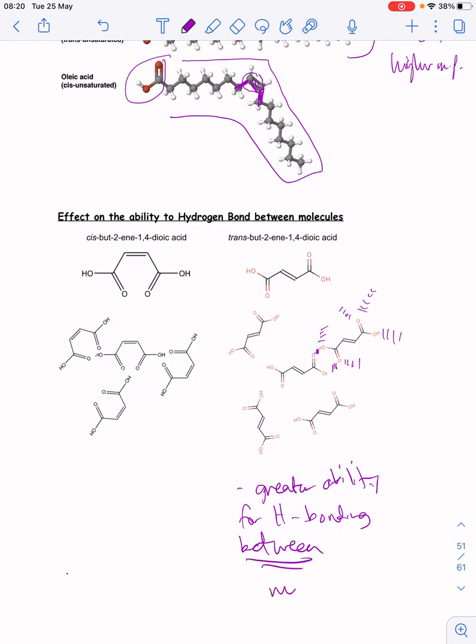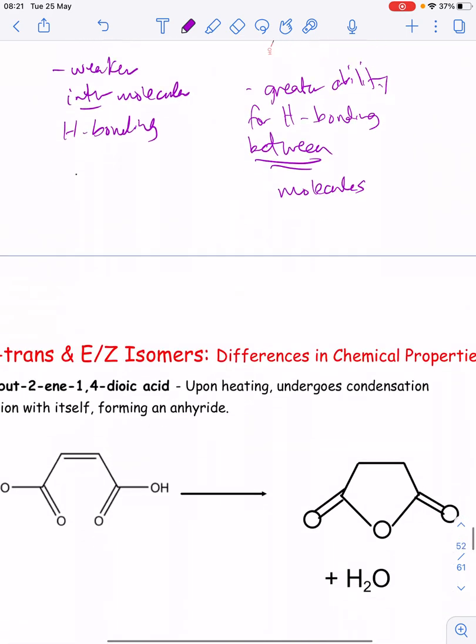between molecules. So that's the intermolecular force, whereas the cis one can do that to an extent, but because all of the hydrogen bonding groups are sort of pointed in one direction, kind of inwards towards itself, it can't form as many hydrogen bonds with its neighbors, so it overall has weaker intermolecular hydrogen bonding. So we would expect the one on the left to have a lower melting point or boiling point compared to the one on the right, which has stronger overall hydrogen bonding with its neighbors.